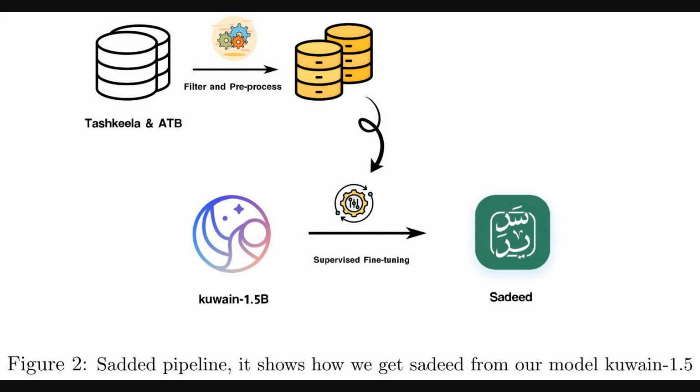Okay, so after creating that diverse benchmark, this next figure actually shows how they built the Sadeed model itself. It illustrates their pipeline. They start with data from Tashkīl and ATB, filter and pre-process it rigorously, then take the compact Kuwain 1.5B model and perform supervised fine-tuning on this high-quality data. The result is the final Sadeed model, which is key to their approach of using a smaller, focused model.